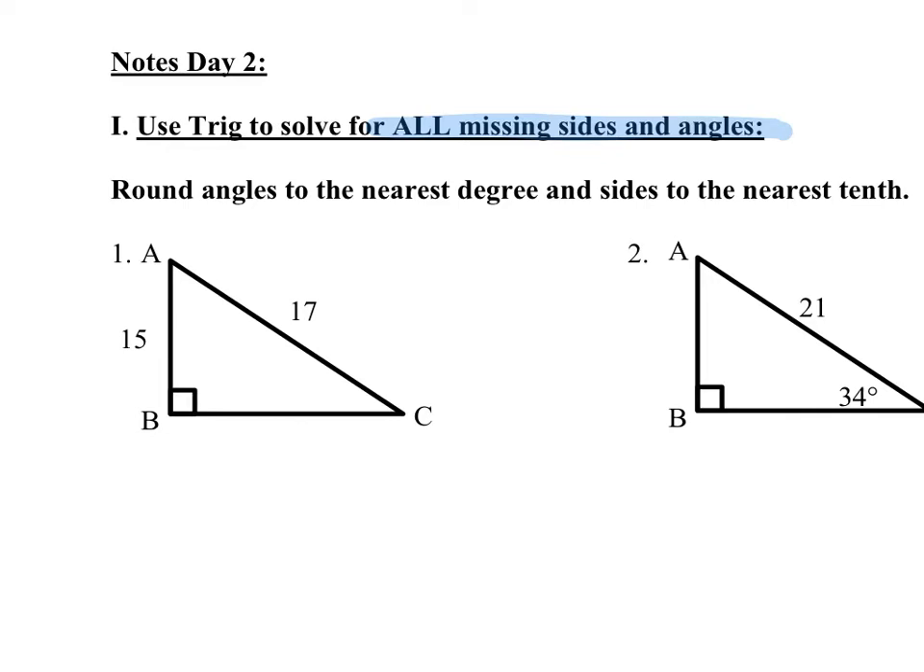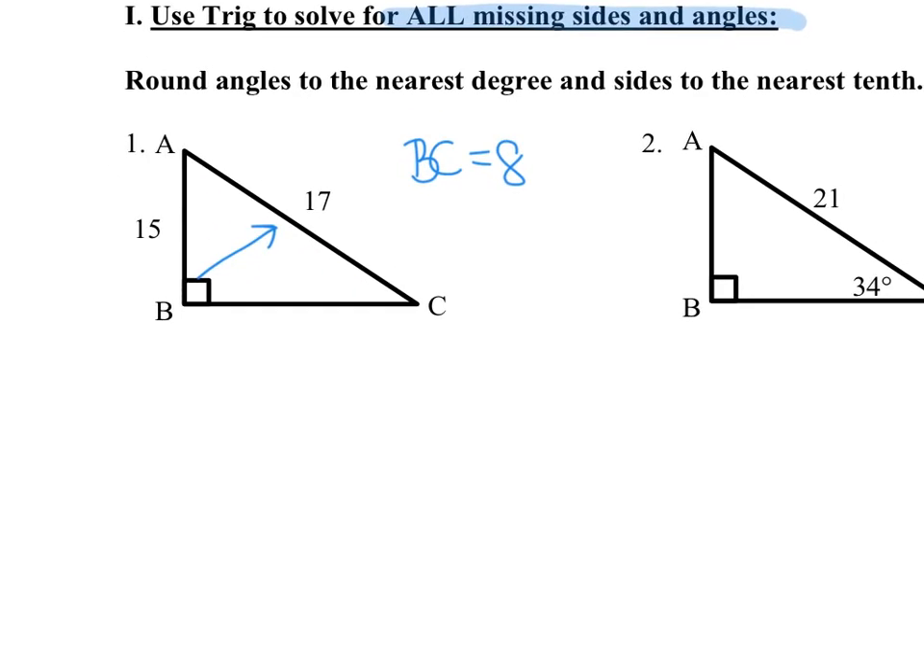Okay, so for the first example, hopefully you know that across from this is the hypotenuse, and we recognize that this is actually a Pythagorean triple. Remember that the hypotenuse always needs to be the longest side, and so BC equals 8. Okay, so that's one piece of information. So we're missing 2 of the angles, okay, and when we go through this, we're going to use SOHCAHTOA.